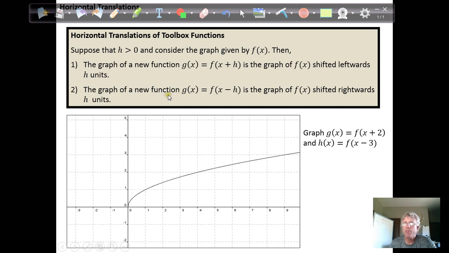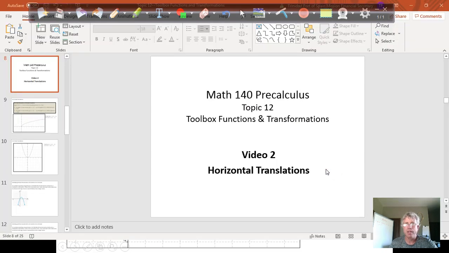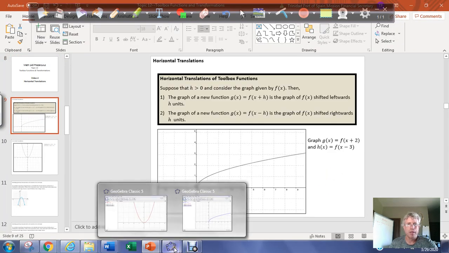Similarly, if we create a new function g from the function f by subtracting a positive number h from the input variable x, then the graph of g is just the graph of f shifted h units to the right. So we're going to go ahead and look at an example. I'm going to give you the PowerPoint slide in an email, but I'm going to work the example out in GeoGebra.